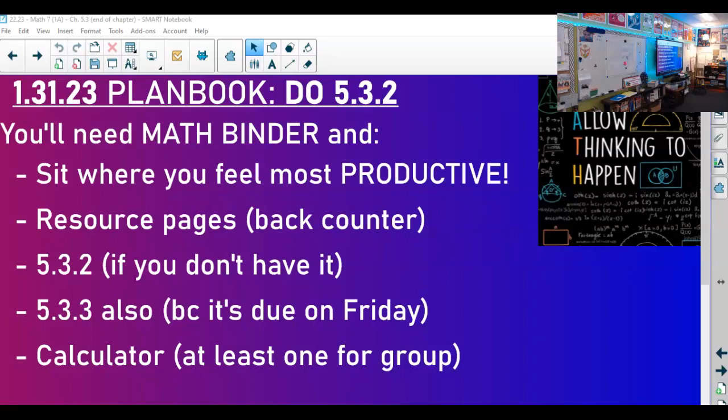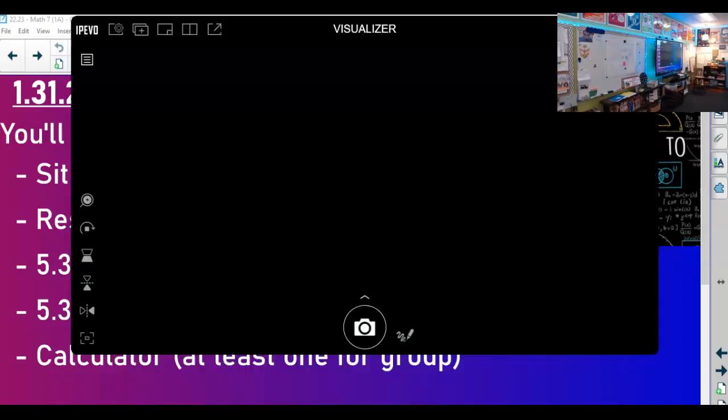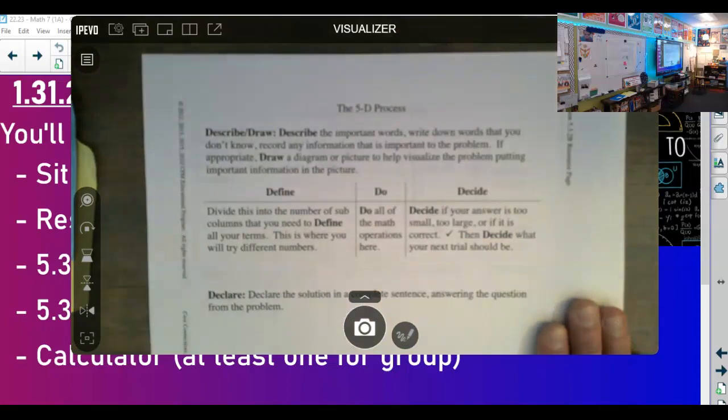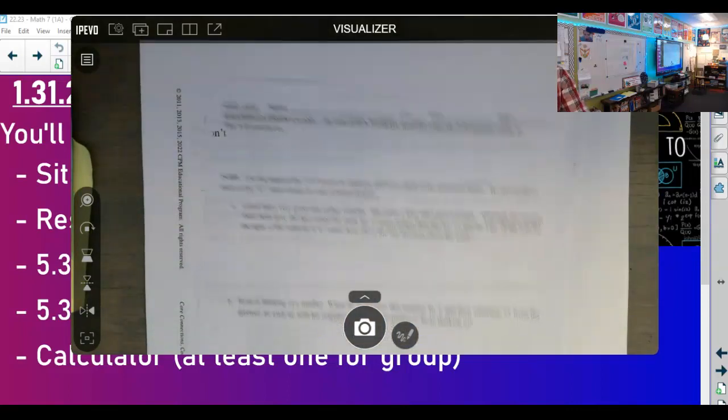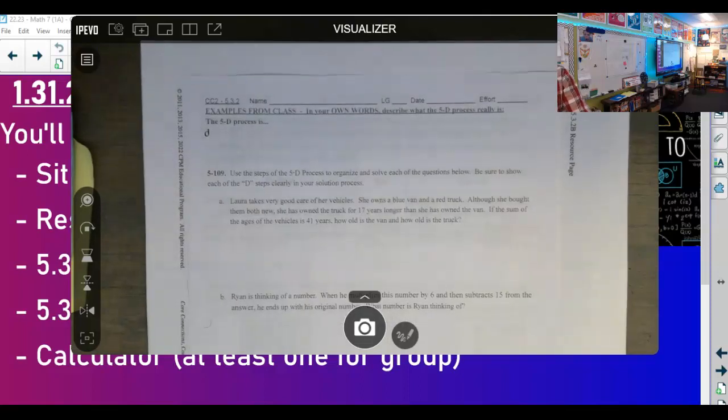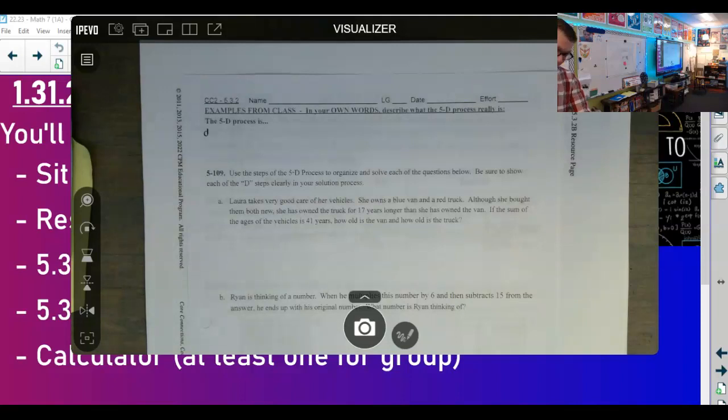So you need to make sure that you have this. You need to make sure that you have this. 533 does not need to be out. So if you grab 533 because it's tomorrow's homework, you can go ahead and put that away if you want.